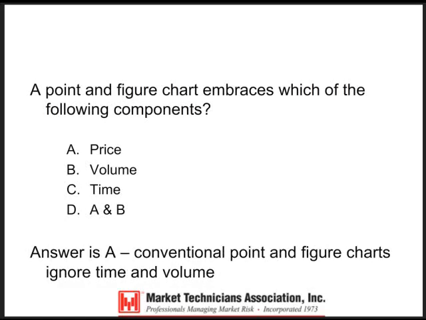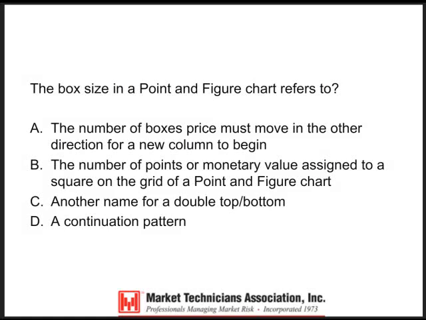Point and figure charts embrace which of the following components, and that would be price only. They ignore time and they ignore volume. If something is trading at a certain price, say $30, for weeks or months, on high volume or on low volume, you're not going to record another X or another O, depending on what type of column you're in, unless that price moves a point or more. It's price only based charting. It ignores volume and ignores time. So yes, price is the correct answer.